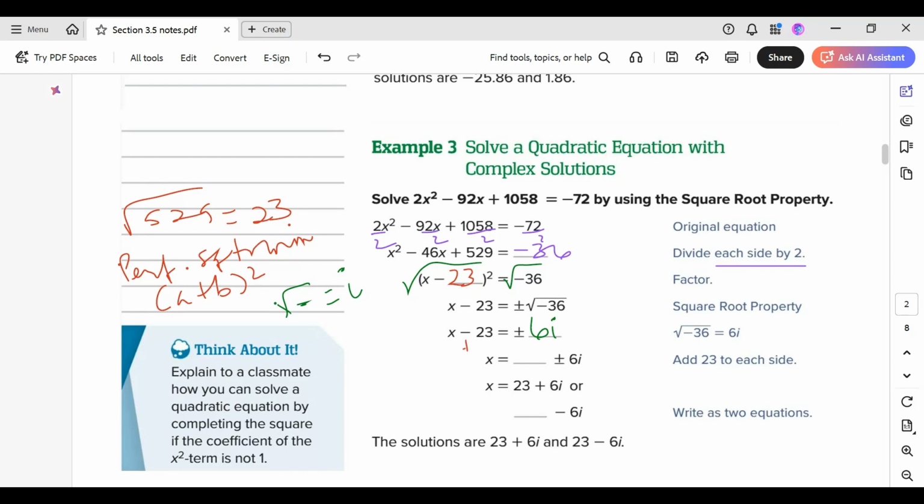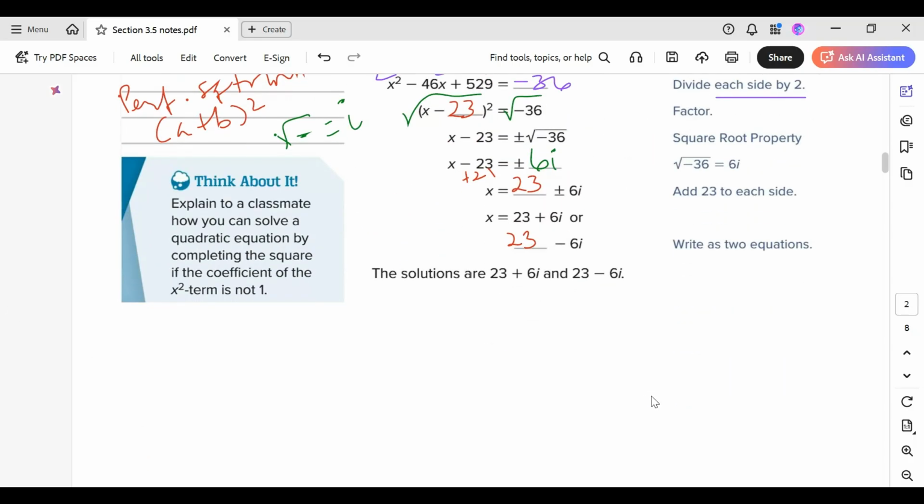When we add 23 over, we become x equals 23 plus and minus 6i. So we can be 23 plus 6i or 23 minus 6i. Again, in a calculator, you will not get an exact answer since this is imaginary pieces.